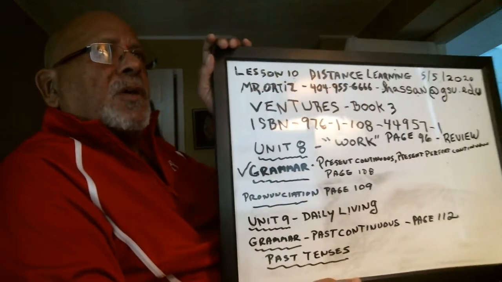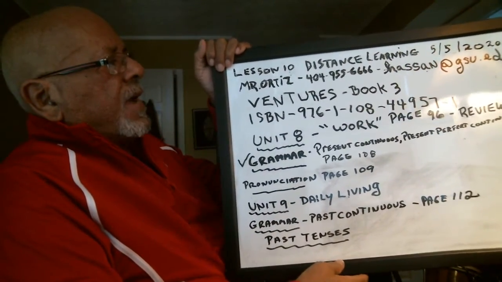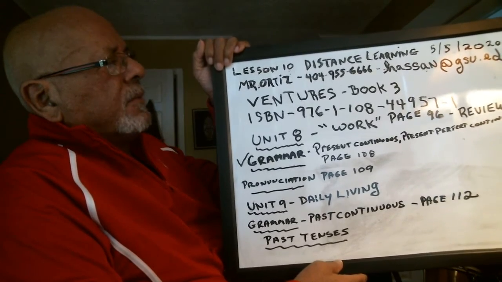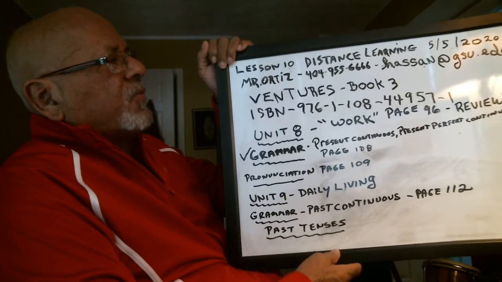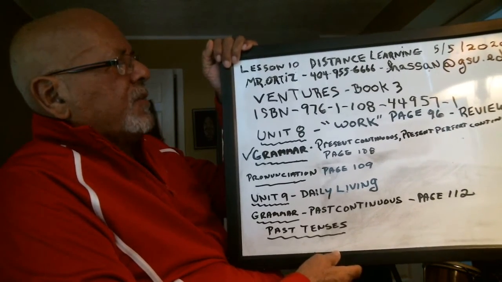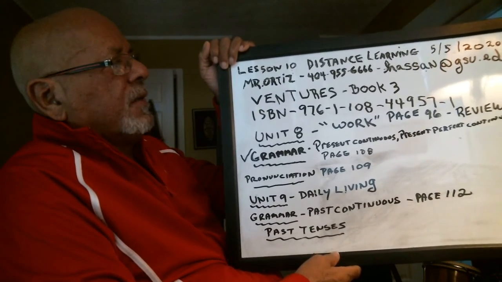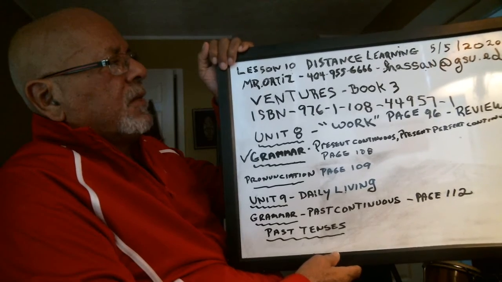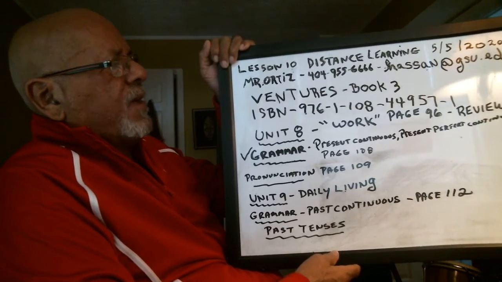We're working on, as you know, Ventures, book number 3. Try to purchase the book if you can. ISBN number 976-1-108-44-957-1.